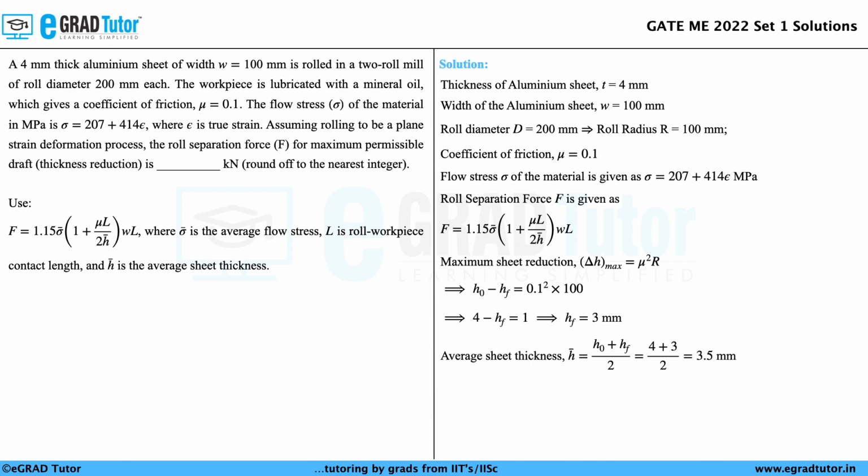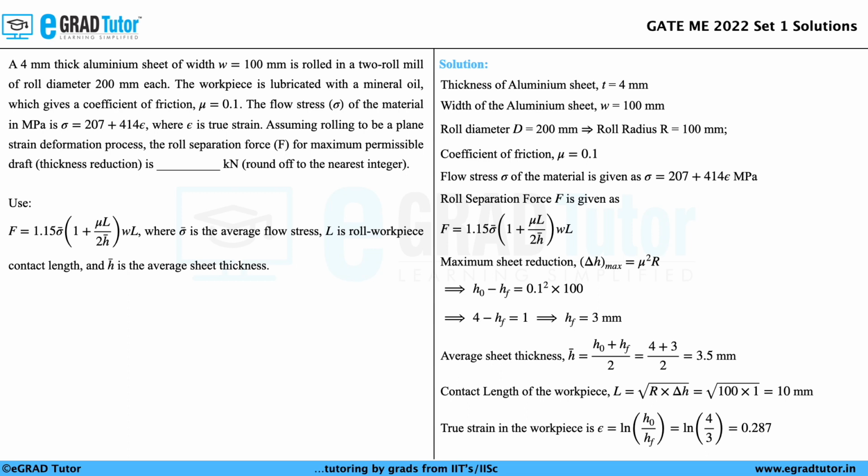The contact length of the workpiece L is calculated as under root R into delta H. R is equal to 100 and delta H turns out to be 1, and the contact length of the workpiece will be 10 mm. Due to the rolling operation, the workpiece will experience strain. Therefore, the true strain experienced by the workpiece is epsilon equal to natural log H naught by HF. H naught is the initial thickness of the sheet before rolling, which is 4, and HF is the thickness of the sheet after rolling, which is 3. The strain experienced by the workpiece will be epsilon equal to 0.287.